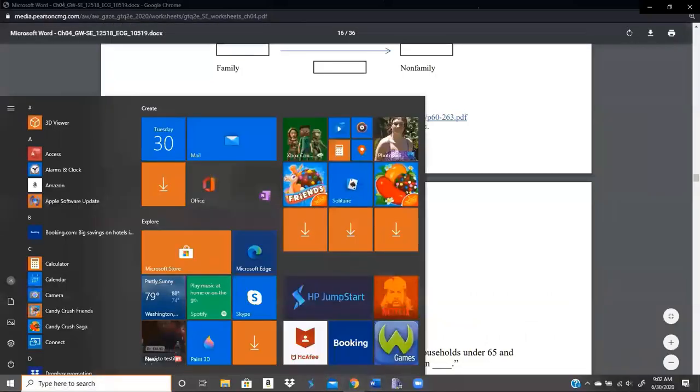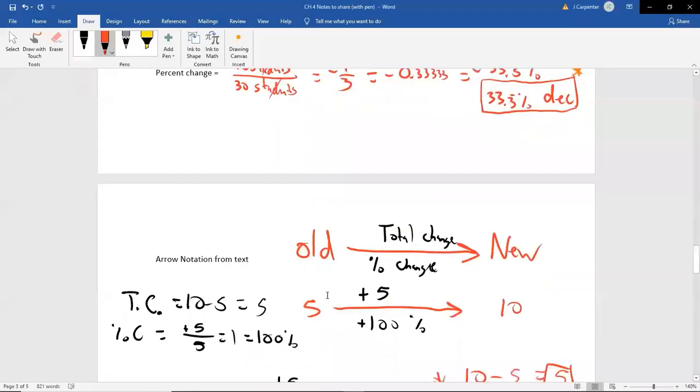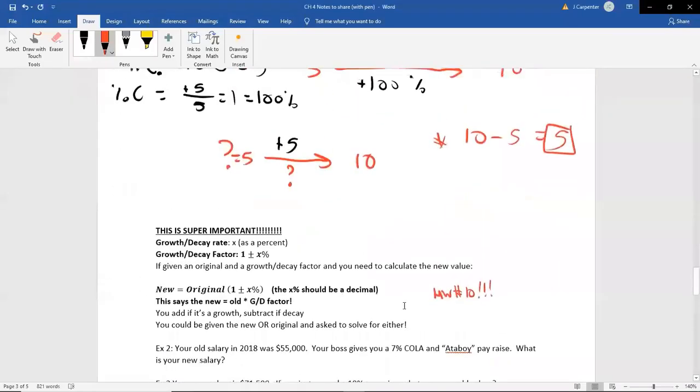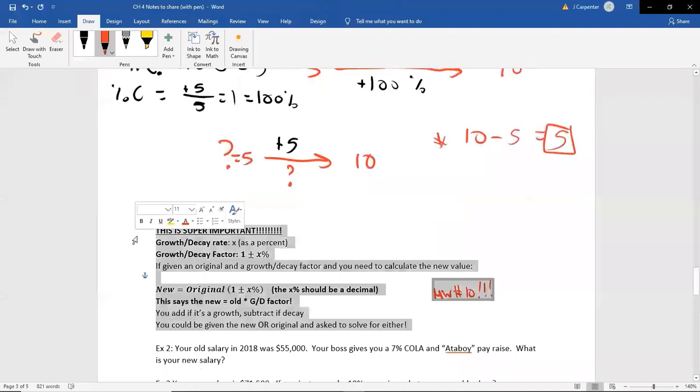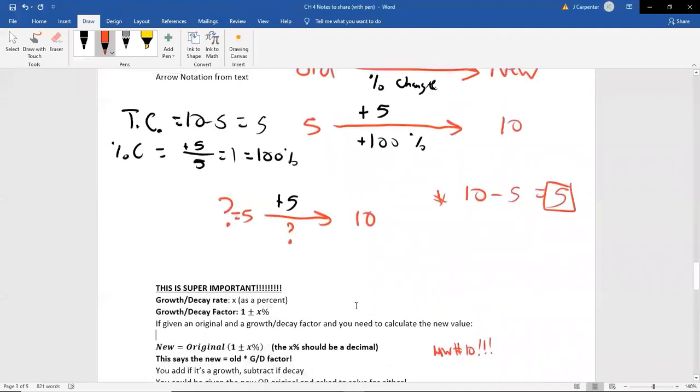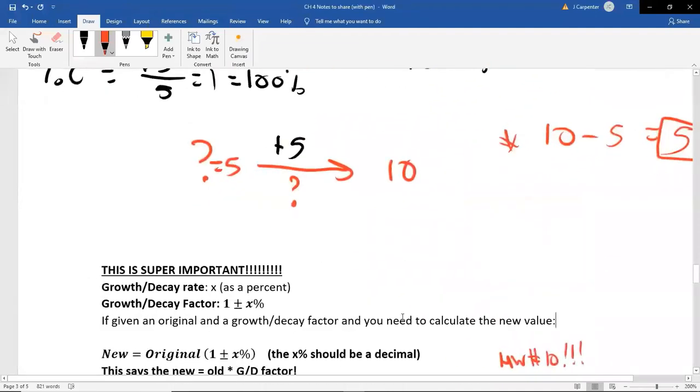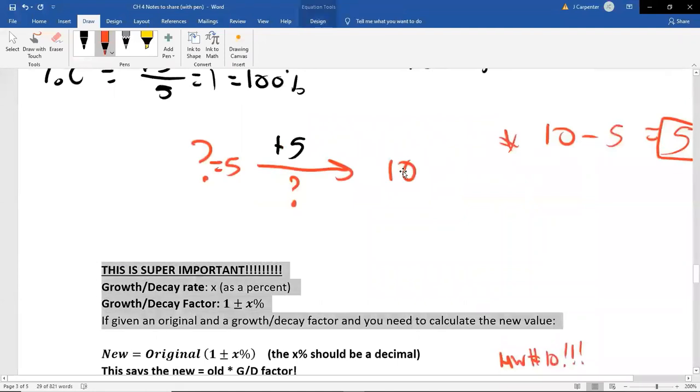So we're still in 4.3. Now we're going to get to the new stuff. All of this right here, but let's just take this one step at a time. Let's just focus here. This is super important. Growth and decay rates in conjunction with growth and decay factors.